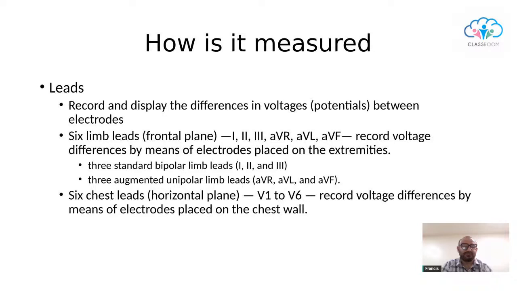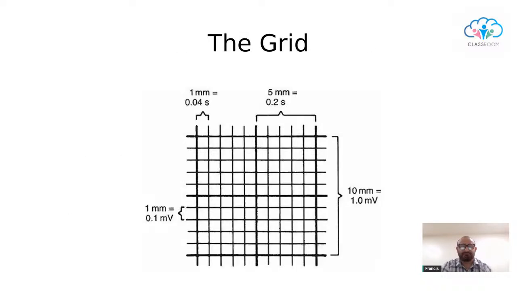So a lead is basically just the recording of the potential difference between two electrodes. There are 6 limb leads in the frontal plane and 6 chest leads in the horizontal plane. The nomenclature is 1, 2, 3, AVR, AVL, and AVF, and V1 to V6. The frontal leads consist of 3 standard bipolar limb leads, that's 1, 2, and 3, and 3 augmented unipolar limb leads, AVR, AVL, and AVF.